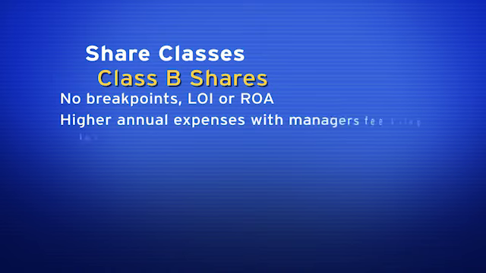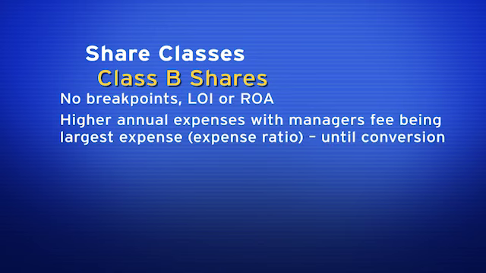Class B shares have a higher annual expense than Class A shares. The manager's fee is the largest part of that expense. That higher annual expense ratio will continue until those Class B shares convert to Class A shares. Once that conversion occurs, the expense ratio will drop down to the Class A expense ratio, which is lower than the Class B expense ratio.